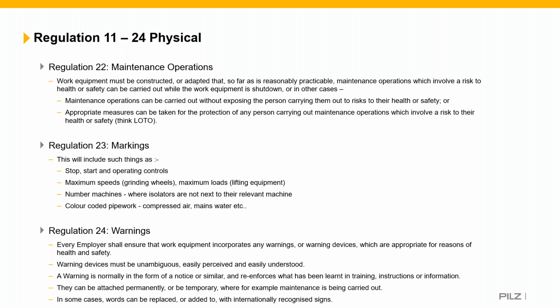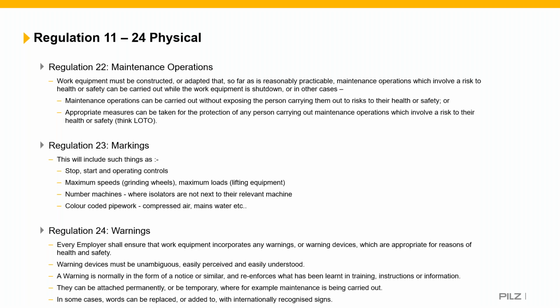pictograms, shall we say, that show the need for ear defenders, eye protection, high vis, etc., depending upon what might be there. And this is normally something that is going to reinforce the information that's been given, the instructions that are there, and the training that has been provided to the operator.